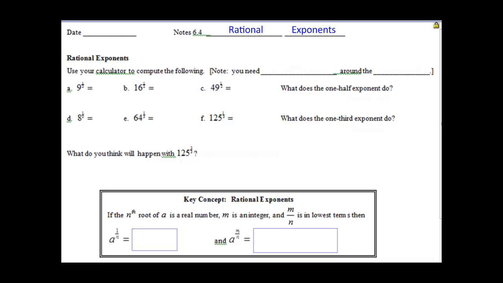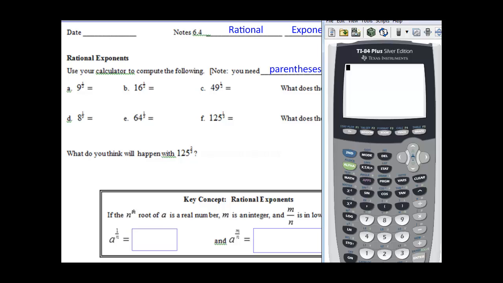Rational exponents. We need to use your calculator to compute the following. Note, some of you that have a certain calculator, we're going to need to make sure we use parentheses around our exponents. So, if you check out my handy dandy calculator, I'm going to type in 9, the little caret on the far right over here. For most of you, if you have just a regular TI-83 or a scientific calculator, we're going to go parentheses 1/2. So 1 divided by 2 in parentheses. If you hit enter, we get 3.